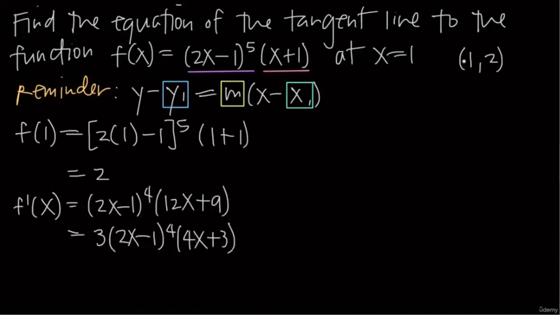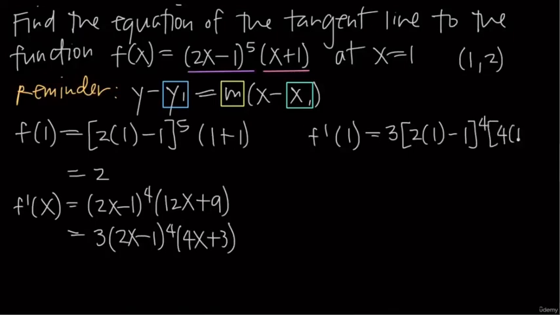Now we just need to evaluate it at x equals 1. So instead of f prime of x, we're going to say f prime of 1, and we're going to plug x equals 1 into the right-hand side. So here we're going to have 3 times 2 times 1 minus 1 raised to the 4th power times 4 times 1 plus 3. And now we need to simplify to find the value of f prime of 1.